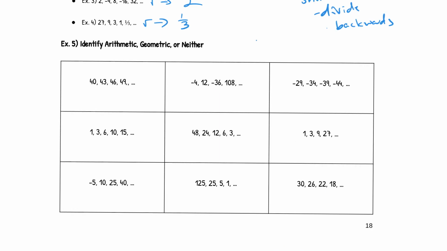Okay, now down here is where we're going to check to see if you've been paying attention. Go ahead and, in a moment, pause the video, go through and check each one of these and determine: is it going to be arithmetic and put an A? Is it going to be geometric and put a G? Or is it going to be neither?